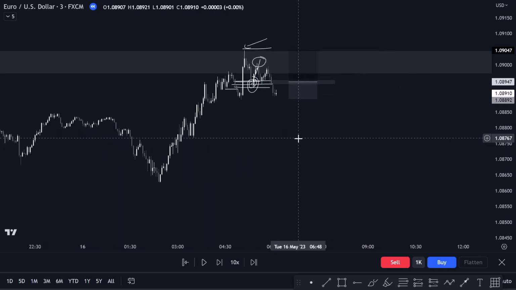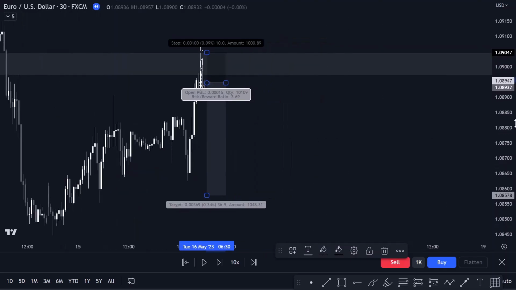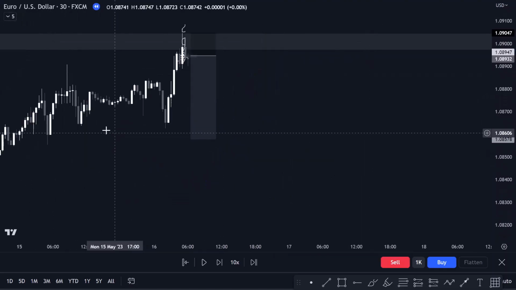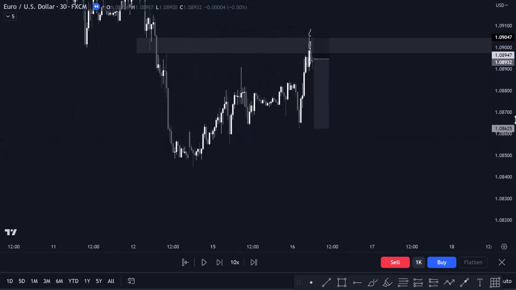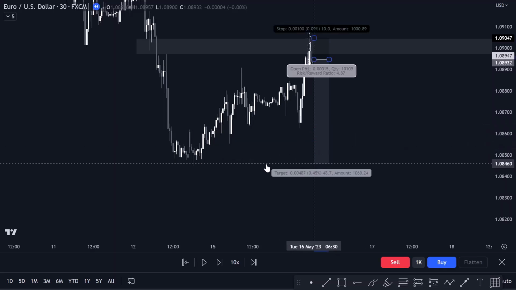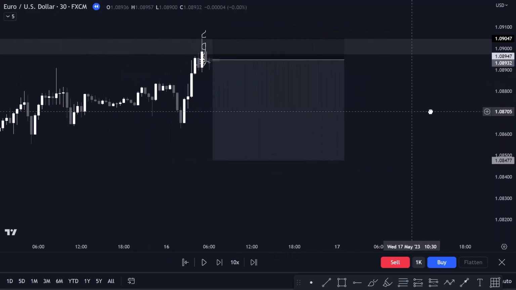I can even go to the 30 minutes. Okay, let's go easy to the 30 minutes. And I can target, let's say, this low here, right? Or I can go more and target, as we are expecting a continuation to the downside, this low here. Then let's see.